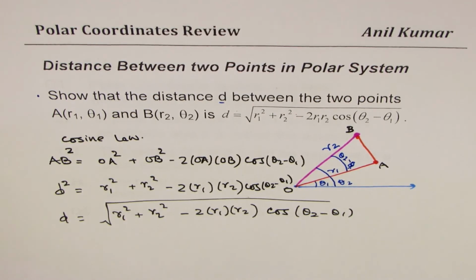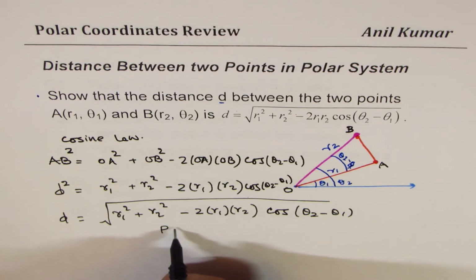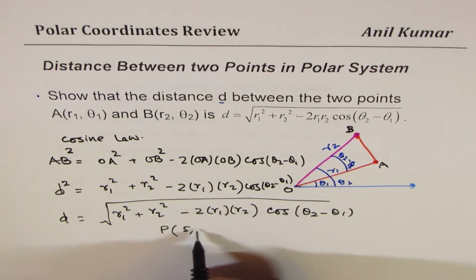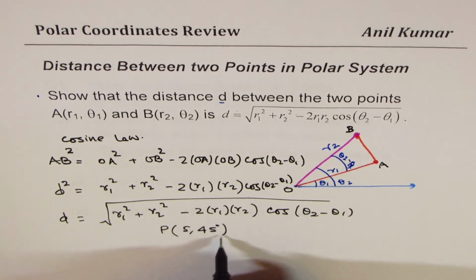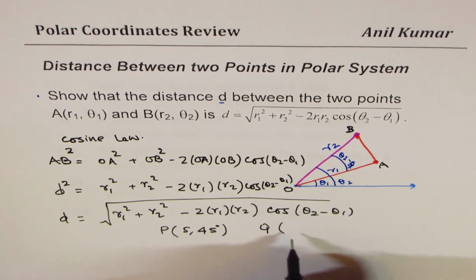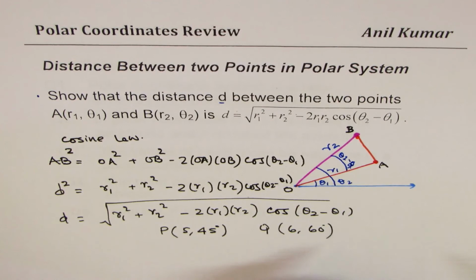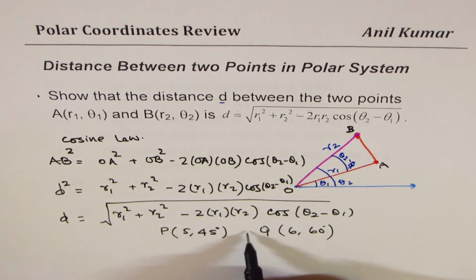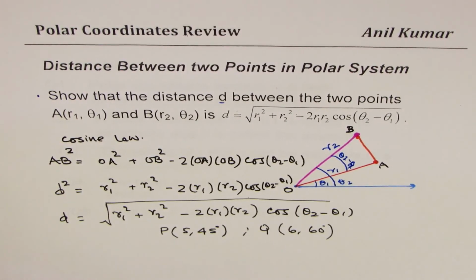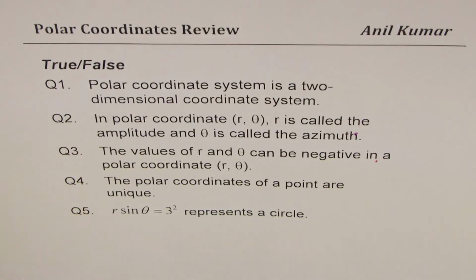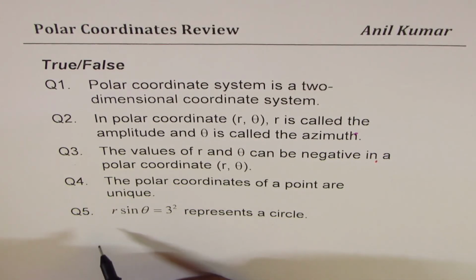Take some examples. For example, say the point P is 5 and 45 degrees and Q is, let's say, 6 and 60 degrees. Find the distance between the points P and Q. Let that be an exercise. Okay, so this is the last page. It's kind of a review, true or false questions. We have 5 questions here.